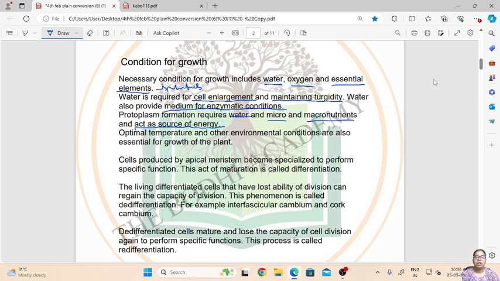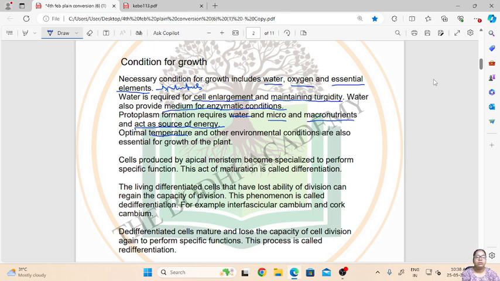Optimum temperature and other environmental conditions are also essential for plant growth. So optimum temperature, as in the exact temperature which is required for the plant growth, is also important, with other environmental factors like pH, then humidity, then sunlight. These are also other factors which are important and essential criteria for plant growth.